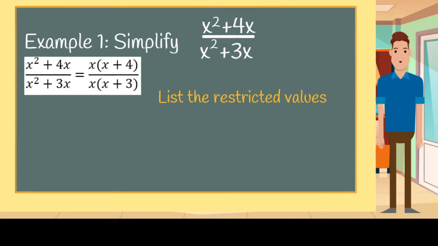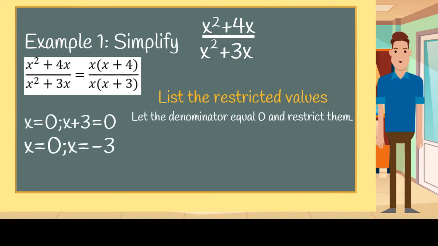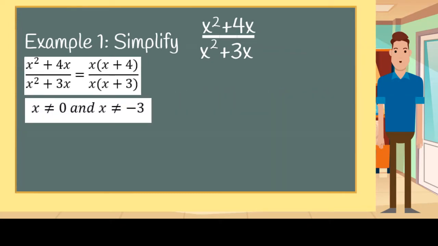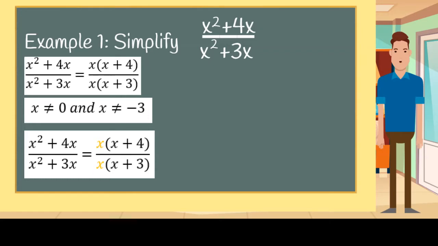Step 2. List the restricted values. At this point, it is helpful to notice any restrictions on x. These will carry over to the simplified form of the expression. Since division by 0 is undefined, here we see that x is not equal to 0 and x is not equal to -3. Step 3. Cancel common factors. Notice that the numerator and denominator share a common factor x. This can be cancelled out.